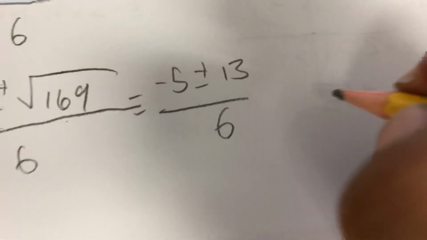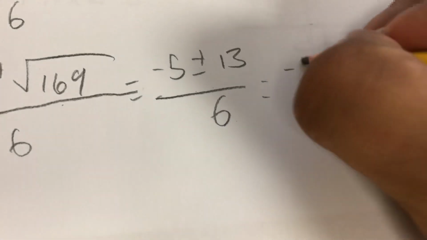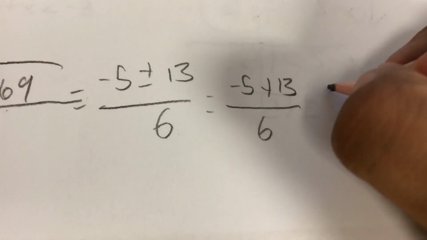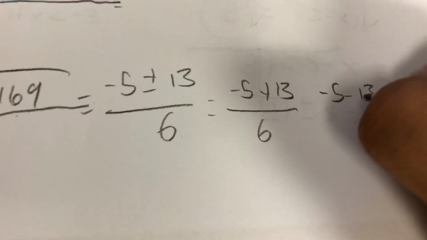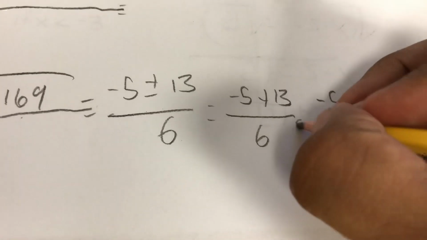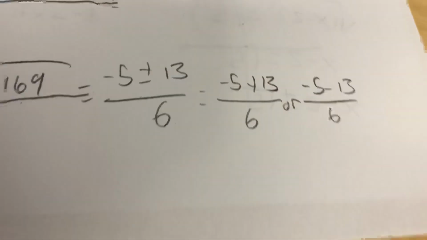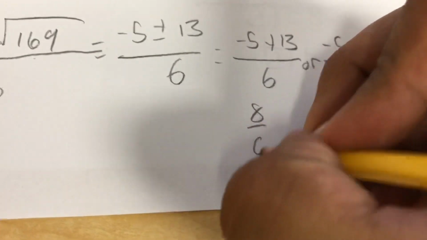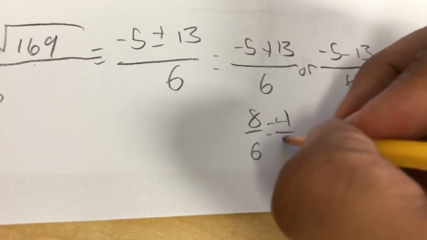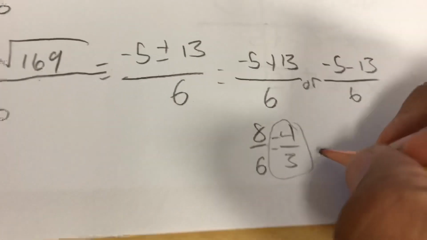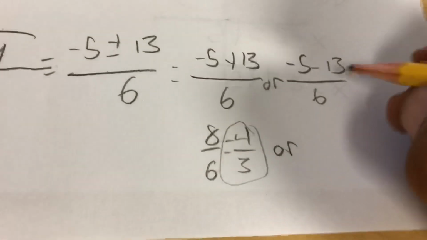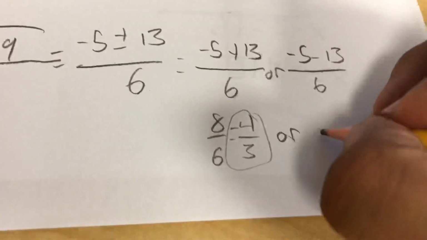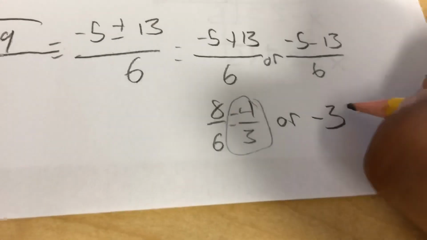So now I have to do both. I have to do negative 5 plus 13 divided by 6, and we have to do negative 5 minus 13 divided by 6. So negative 5 plus 13 gives us 8. 8 divided by 6 can be simplified, so 8 over 6 can be simplified into 4 over 3. And there's my solution. Or it can be negative 5 minus 13, which gives us negative 18 divided by 6, which will give us negative 3. So those are our two solutions there.